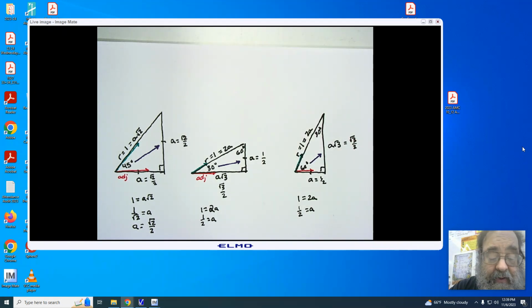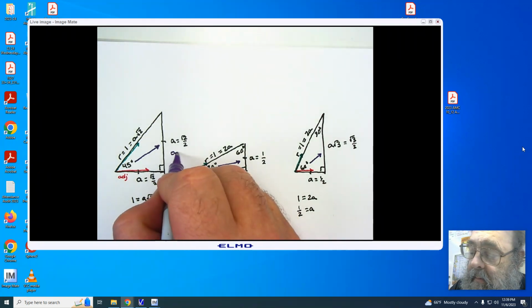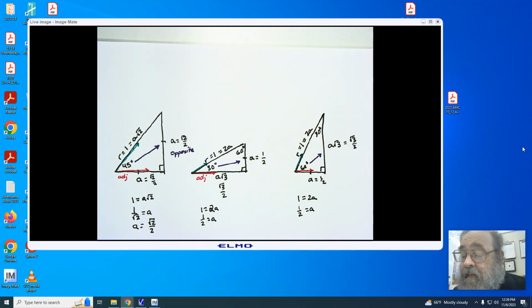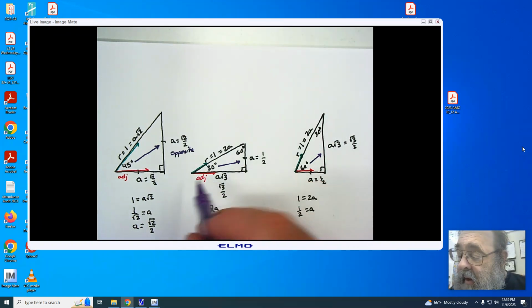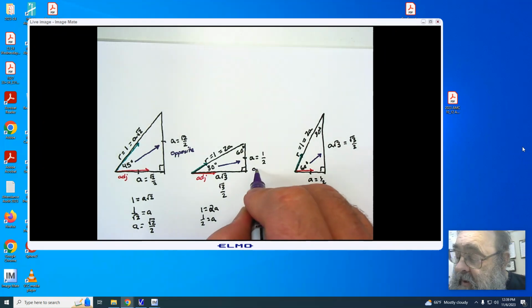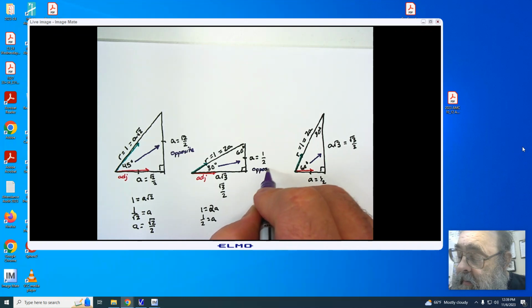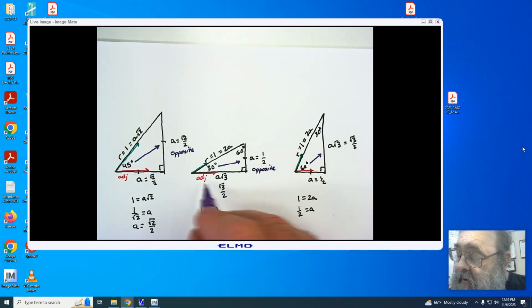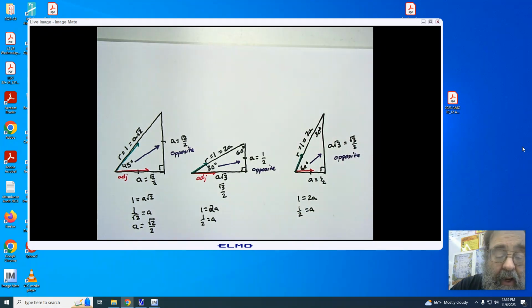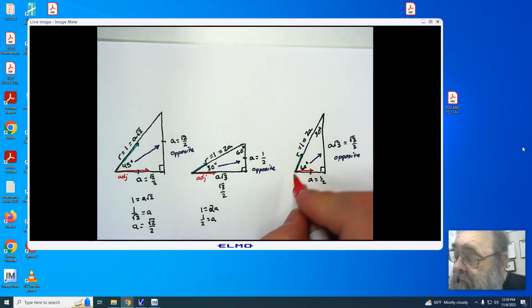So we have our opposite identified now as the side that is not forming the angle, and the adjacent is the horizontal side that does form the angle. So once again, this is our opposite, adjacent, opposite, and our adjacent.